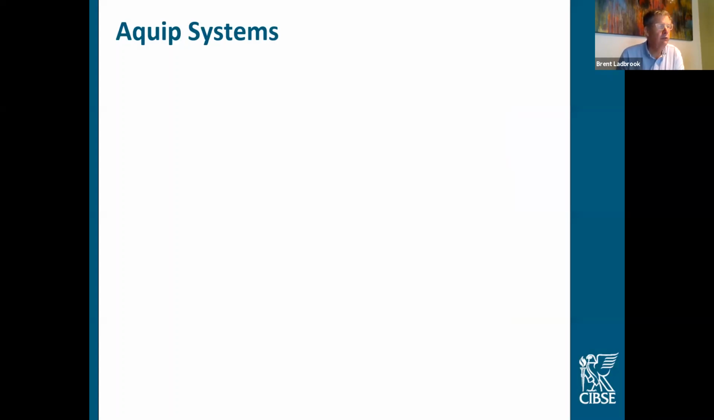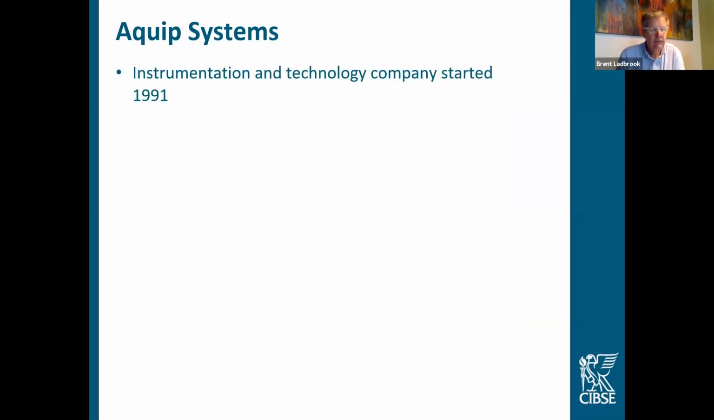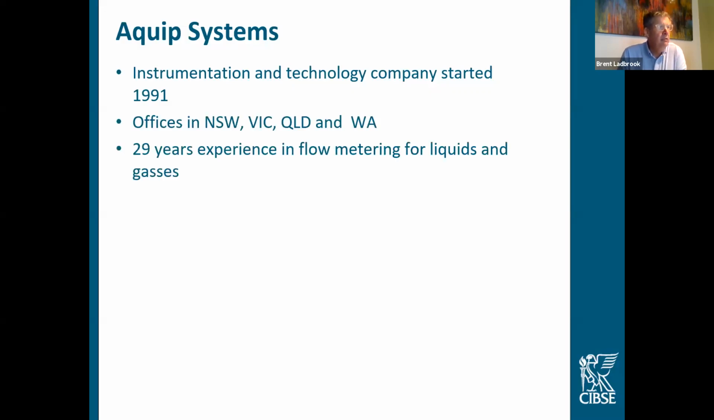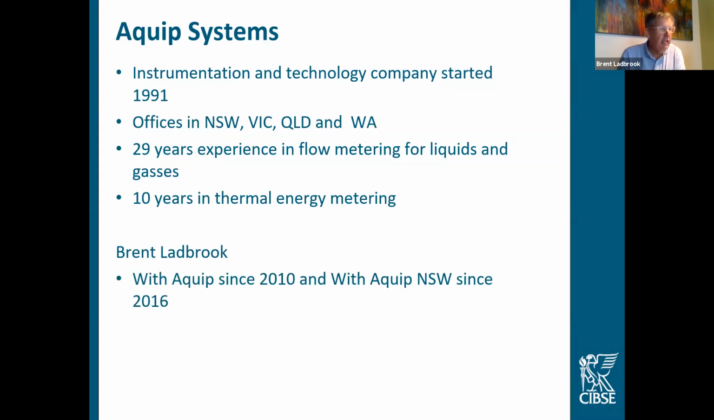A lot of these things we'll get to as we go through, but a quick overview of who Aquip Systems are, where we fit into the world. We've been around since 1991. We started in Western Australia, now have offices in 4 major cities, so Perth, Brisbane, Sydney and Melbourne. 29 odd years experience in flow metering for liquids and gases, 10 odd years in thermal energy metering. Brent is my name. I've been with Aquip since 2010 and shifted to New South Wales in 2016 at the first weekend of May. So just over 4 years I've been in this great city.